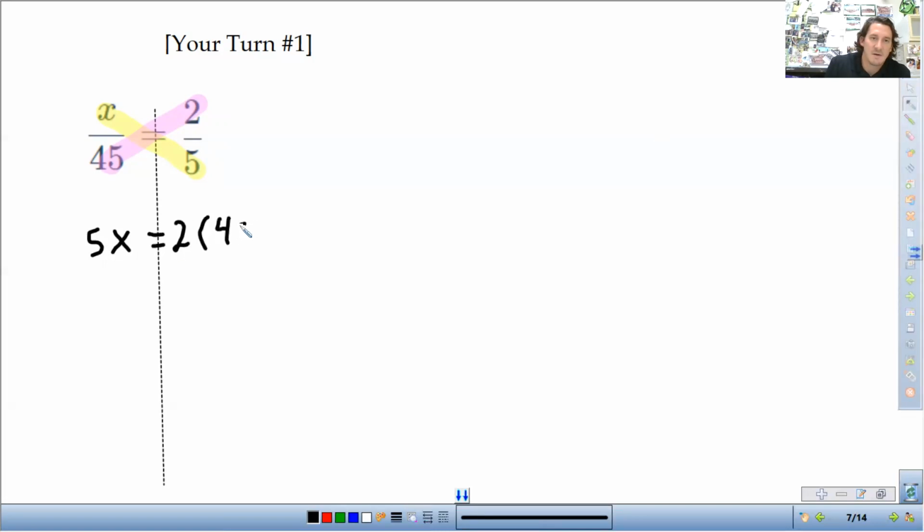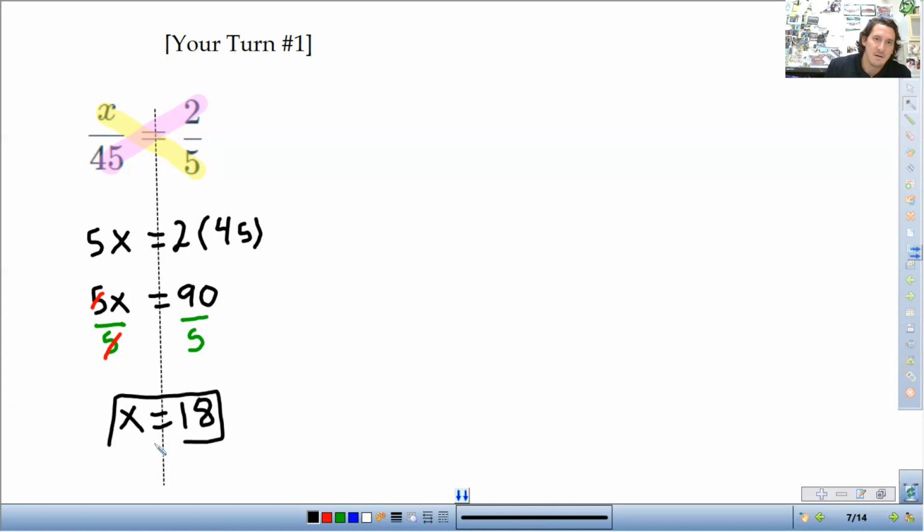And then you get 5x, 2 times 45 is 90. 5 times x, the opposite of multiplying by 5 is dividing by 5. So to finish solving for x, I'm going to divide both sides by 5. And I'm left with x is equal to 90 divided by 5 is 18. Done.